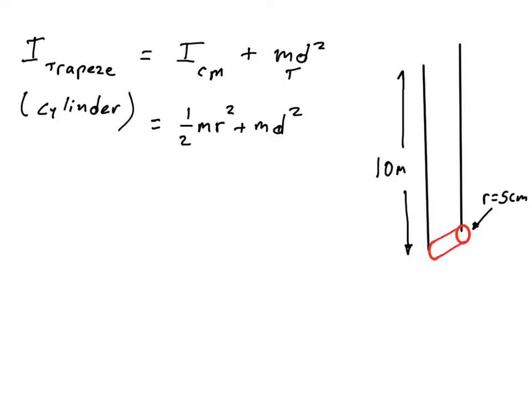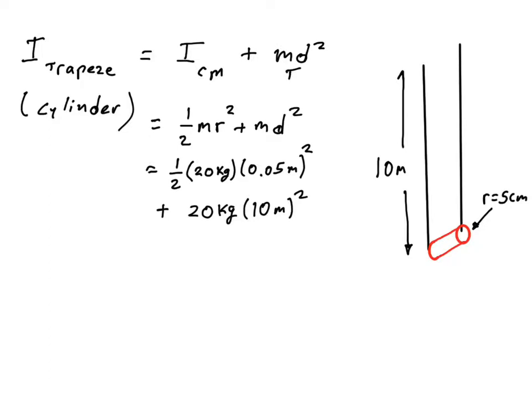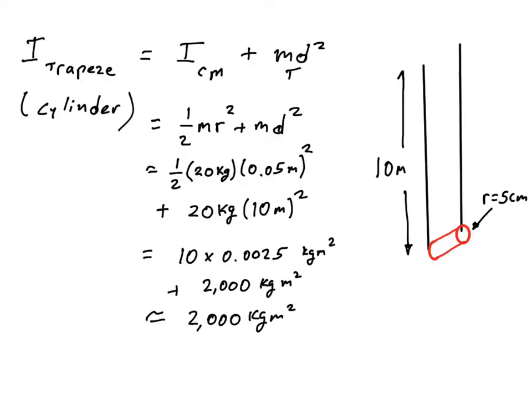The radius was given in the statement of the problem as a 5 centimeter rod, and we have the term m d squared, where d is going to be 10 meters. That's the distance between the center of the cylinder and the pivot, the point where the string is attached to some solid object. So replacing the numbers, we have 1/2 of 20 kilograms times 0.05 meters. Remember that you have to use MKS units, so 5 centimeters needs to be converted to meters. That's 0.05, and you square that. And we're adding the mass of the bar, 20 kilograms, times the distance between the center of mass of the bar and the pivot. That is the length of the string, 10 meters. Plugging those numbers in, we get about 2,000 kilograms meter squared.